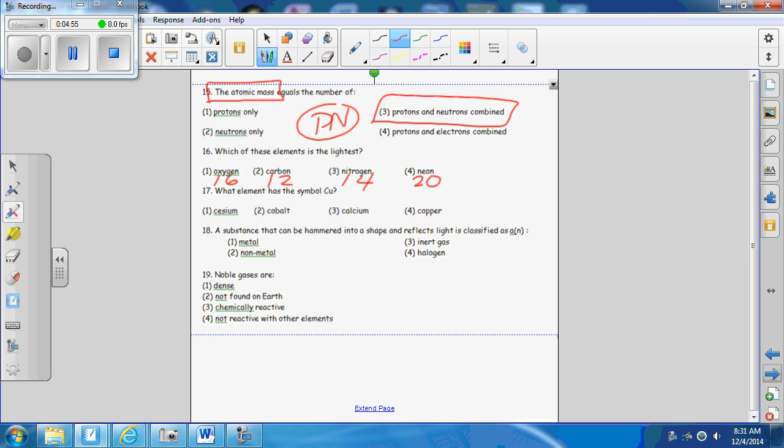Yes, ma'am. The lightest element is carbon. That's the atomic mass. Excellent job.